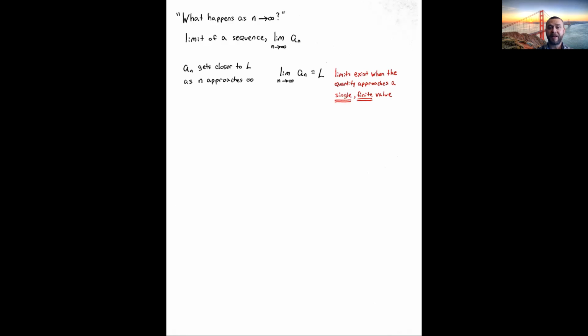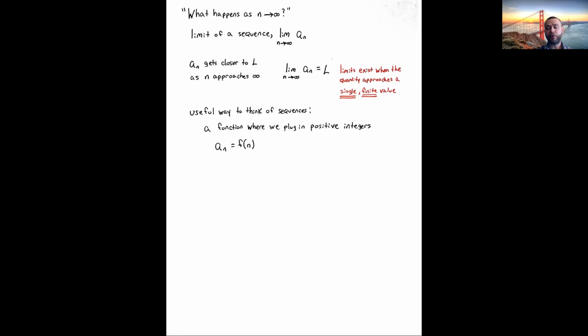If the terms a sub n get closer to a number L, we say that expression has the limit, as n approaches infinity, of that number L. Now think back to your Calc 1 course. There were some limits that did not exist. So keep in mind, for limits to exist, the quantity or function has to approach a single finite value. If the quantity approaches 2 values, the limit doesn't exist. And if the limit approaches infinity, it also technically does not exist.